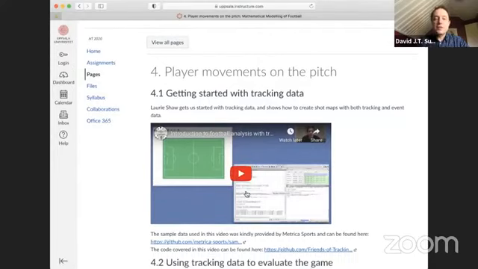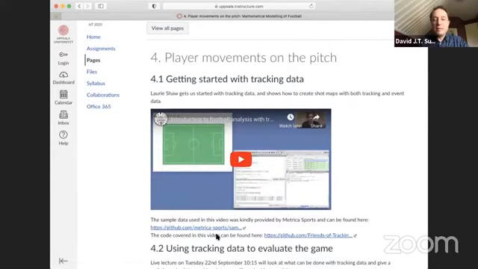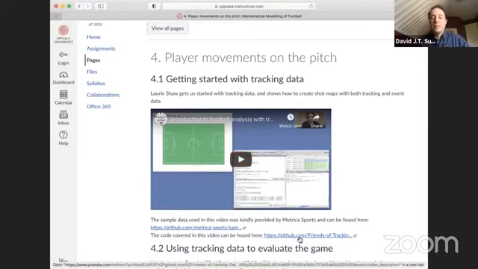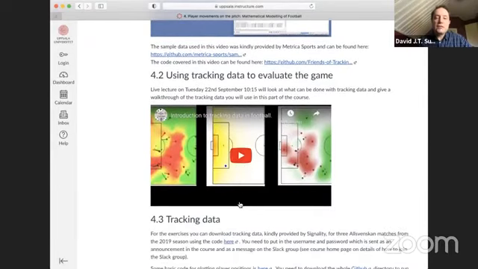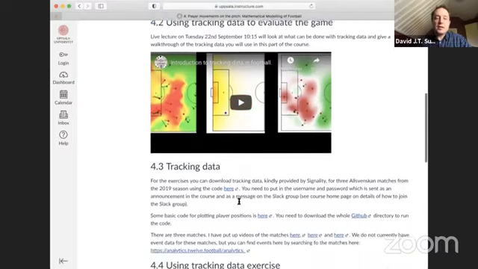Laurie Shaw starts in the first video. He's getting started with the tracking data, looking at Metrica's sports data. All the code is available there in the GitHub. So please download that and start working through that. Then we're here on this lecture. I've just given this lecture looking at tracking data in football.